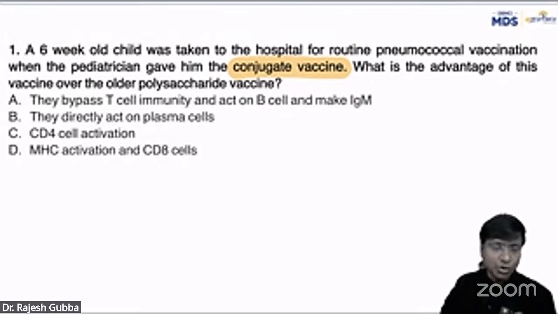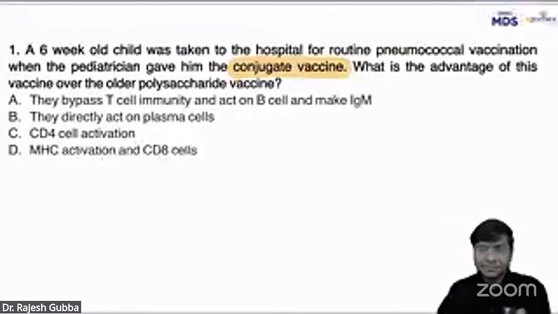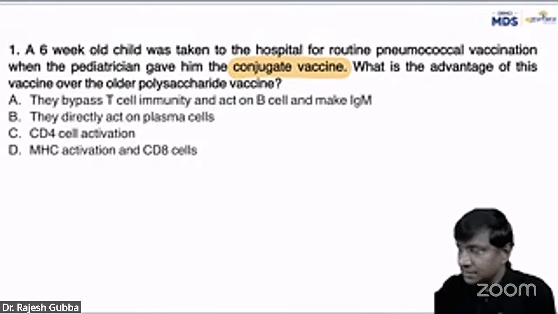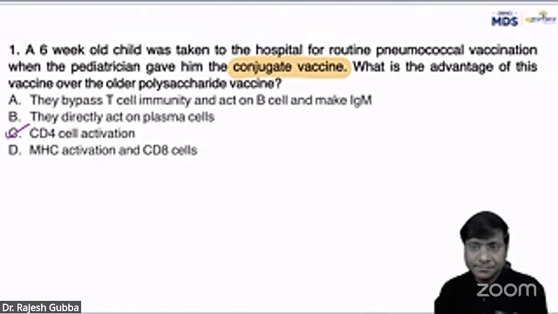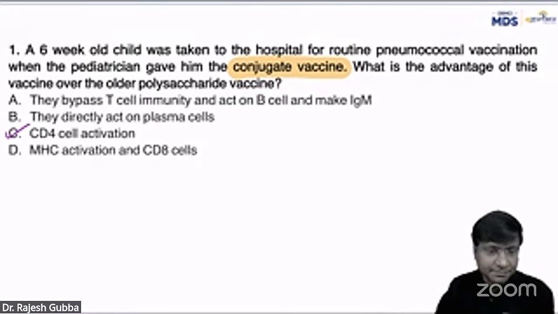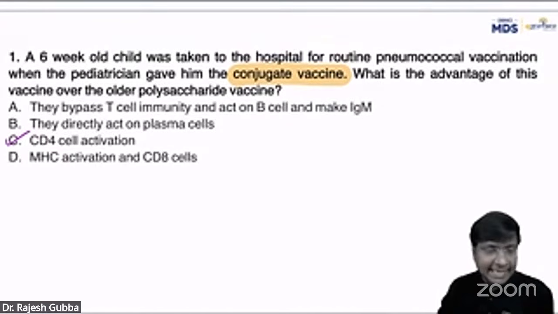What is the advantage of the conjugate vaccine? Right. So now let me tell you. The conjugate vaccine will cause CD4 cell activation. Right? CD4 cell activation. Now, why not the other options? I will tell you here.